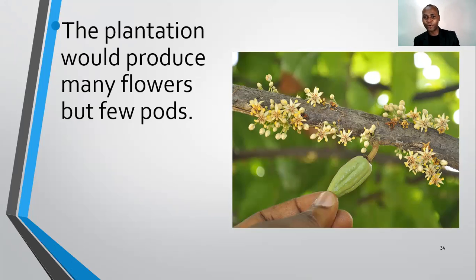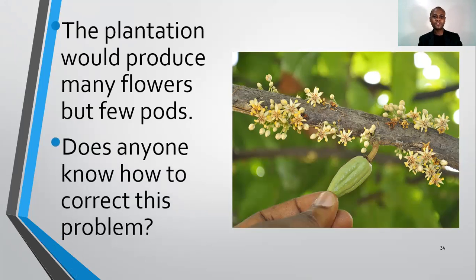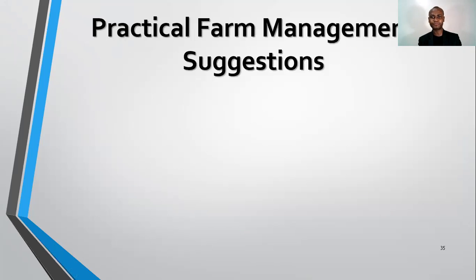Okay. So in the same way in this image, we can see over here, if you count all these, you're going to get a lot of flowers. In the same way, if you hand pollinate them, you are going to get a lot of pods growing in that particular area. So you can increase your yield drastically. Okay, so does anyone know how to correct this problem? Okay, so these are practical farm management suggestions.